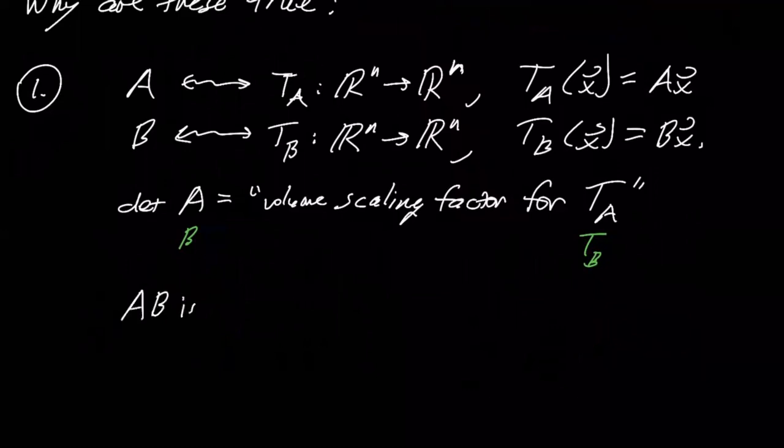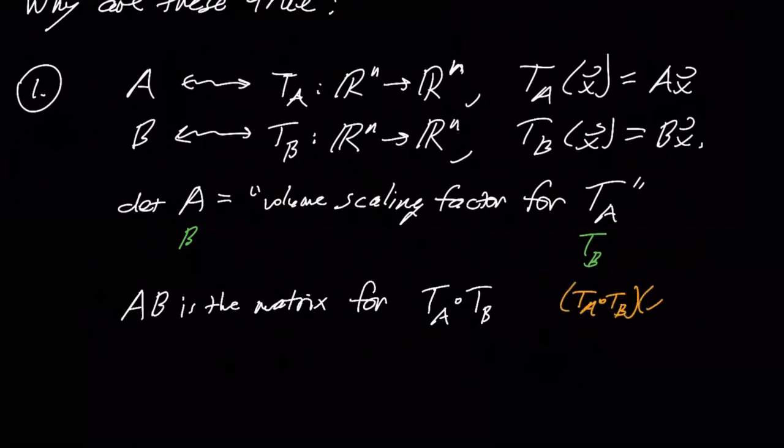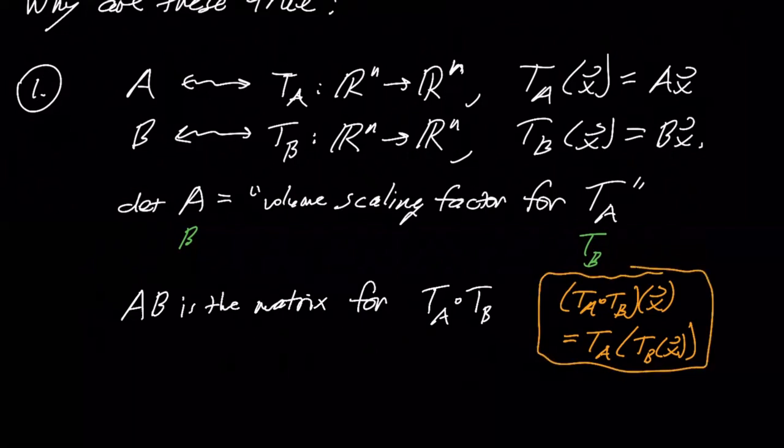AB is the matrix for the composition T sub A composed with T sub B, right? Here I mean that T sub A composed with T sub B of X, by definition, is T sub A of T sub B of X. And we saw how this really just gives you A times Bx, because we replace T sub A and T sub B with the matrices A and B. So what does that mean?